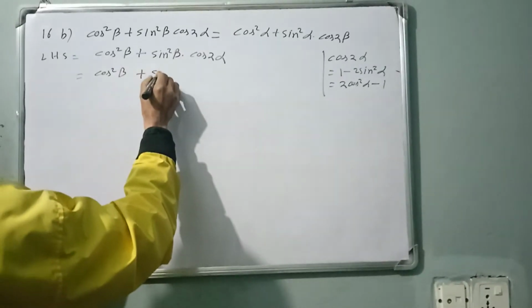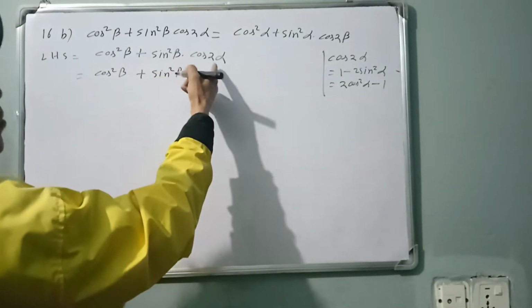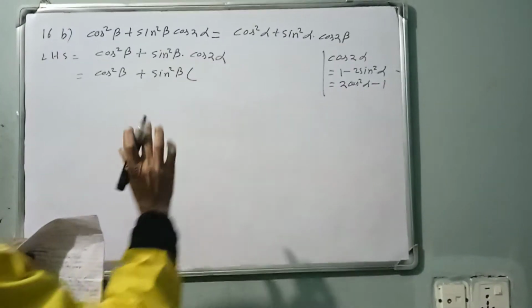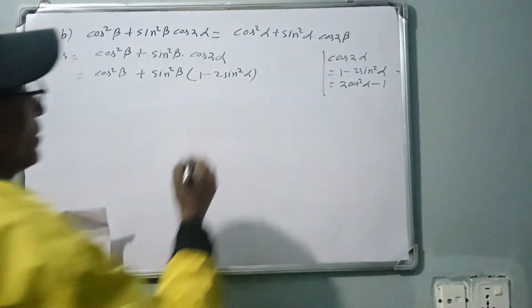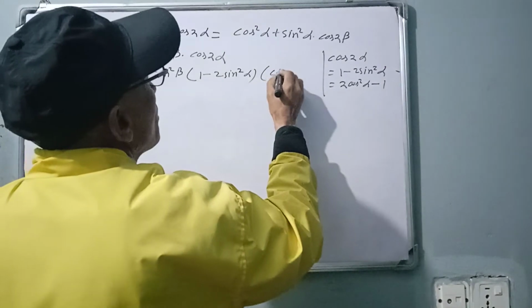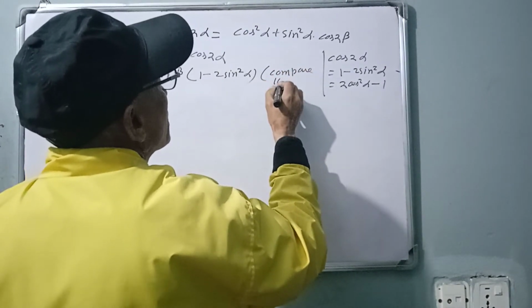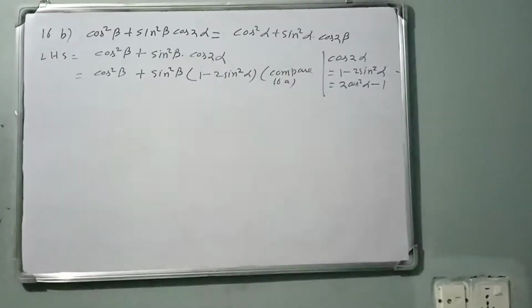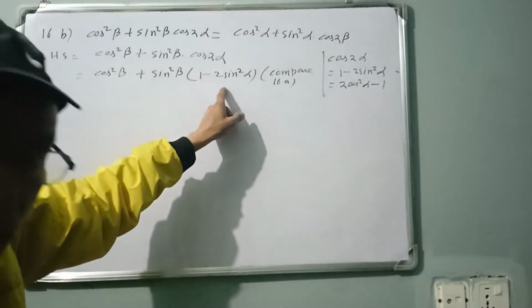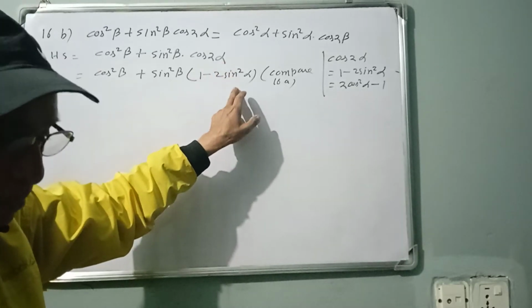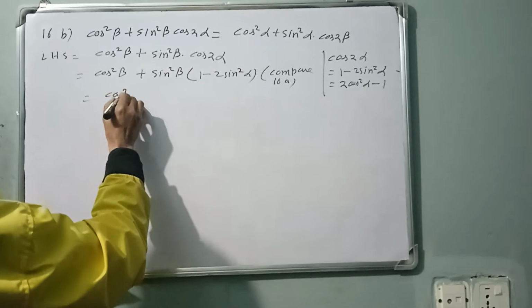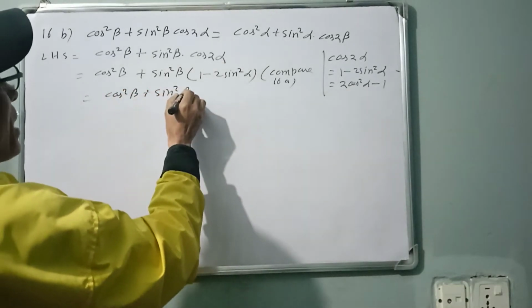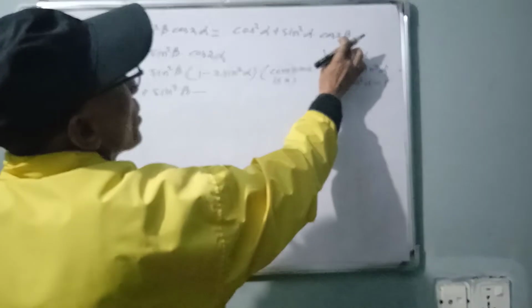Cos square beta plus sin square beta into cos 2 alpha: is this one or this one? The first one is applicable, in terms of sin square alpha. Why? Students think, compare with question number 16a. The formula of cos 2 alpha there was 2 cos square alpha minus 1. Now I wrote 1 minus 2 sin square alpha, because if I write that, 1 comes. Cos square beta plus sin square beta minus, multiplying this, here we take cos 2 beta.